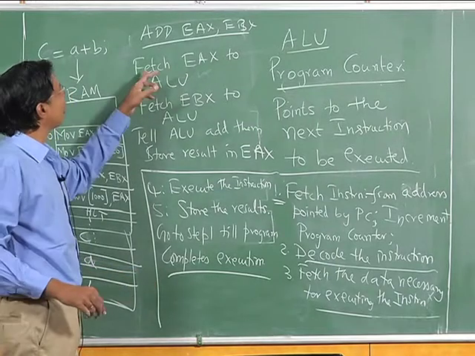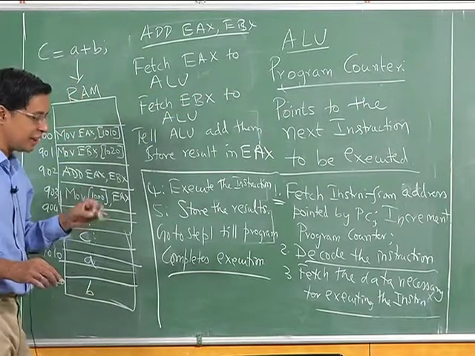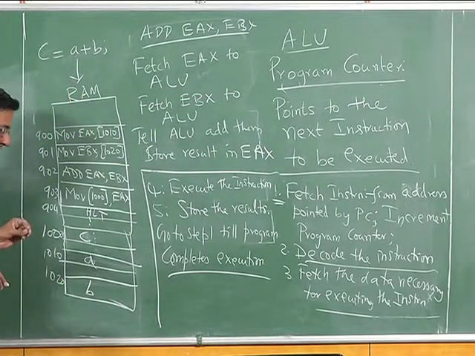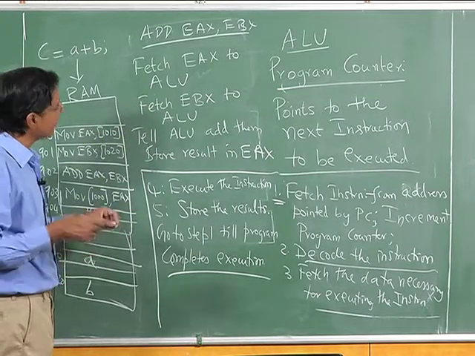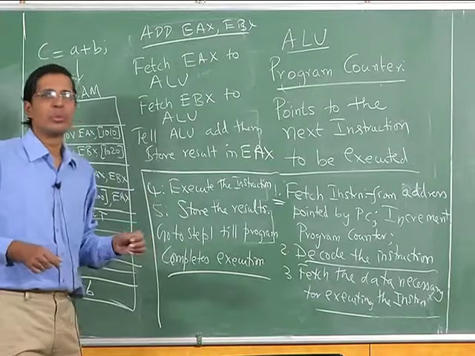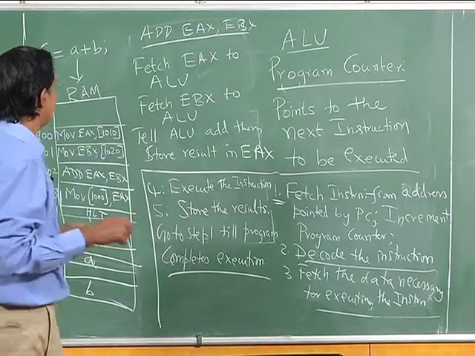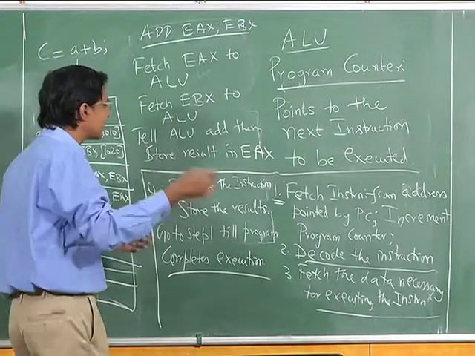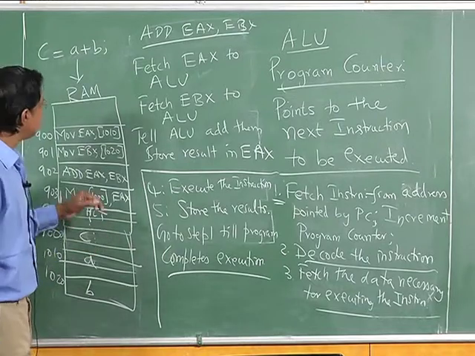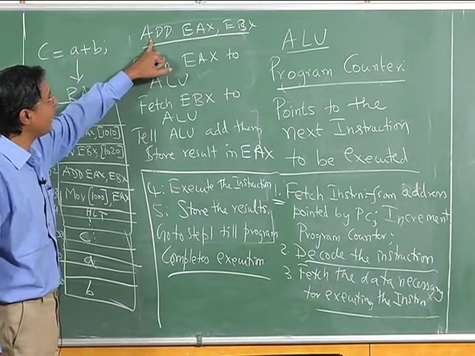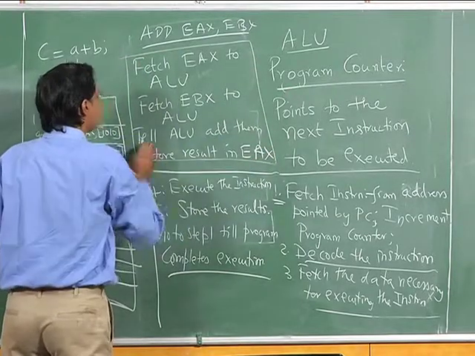Fetch EAX means fetch the data in EAX to ALU, or essentially move the data that is stored in the register EAX to the ALU, move the data that is stored in EBX into the ALU, then tell the ALU to add, then the result again I have to move back to EAX. So just add EAX, EBX comprises 4 small instructions.